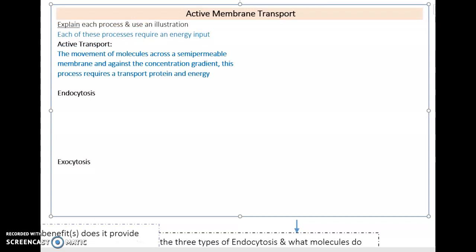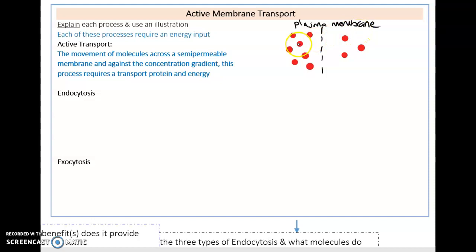Okay, so we've got to draw this as well. So obviously we're going to need a semi-permeable membrane. Okay, so there's our plasma membrane. Now let's draw our molecules. Right, so there's our molecules. We can see I've got a definite difference in concentration. I've got a lot over here, so that's a high concentration, and this is a low concentration.